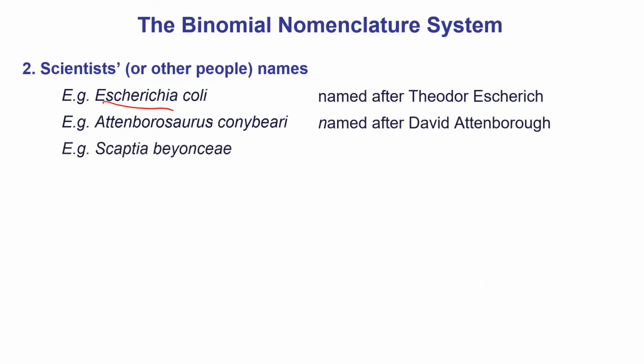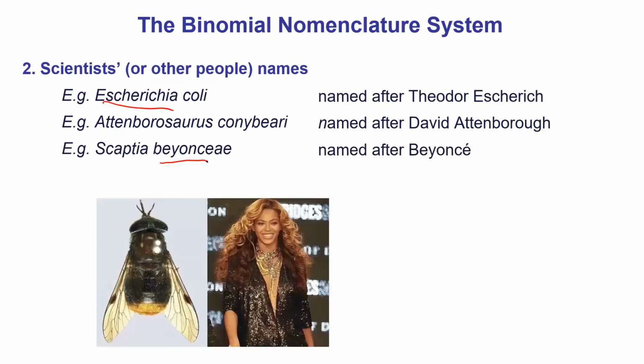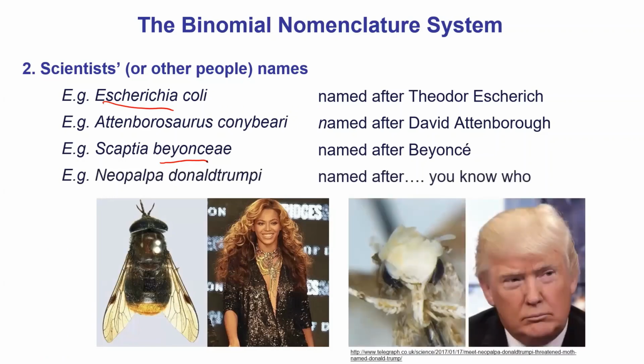What about this one? Anyone recognize that name in there? That's right, this one was named after Beyonce. So somebody likes Beyonce or was inspired by her. In fact, if you take a look at this fly, it sort of has a golden color that reminds you of her hair. So, you know, why not, right? There's lots of fly names out there. This one, you know, name it after Beyonce, why not? How about this one here? Neil Pulpa, Donald Trumpi. I know, whether you love him or hate him, you can't deny the resemblance. You know, it's some sort of moth, I think, and it's got a bit of a comb over.